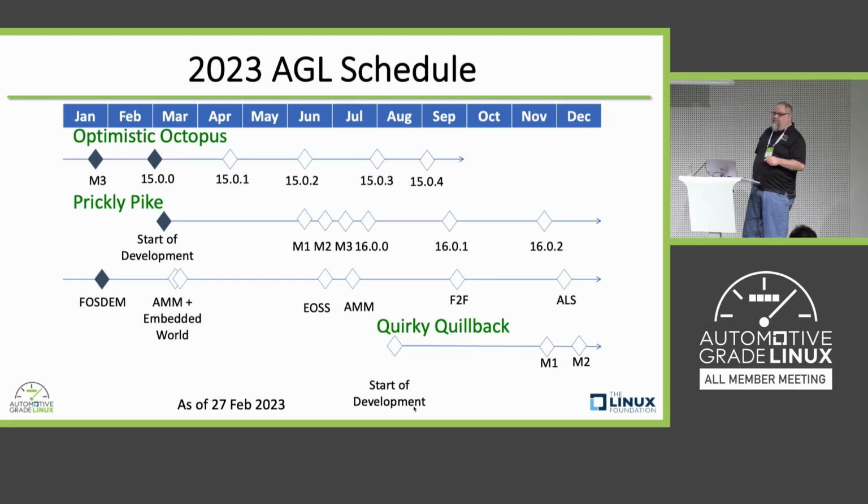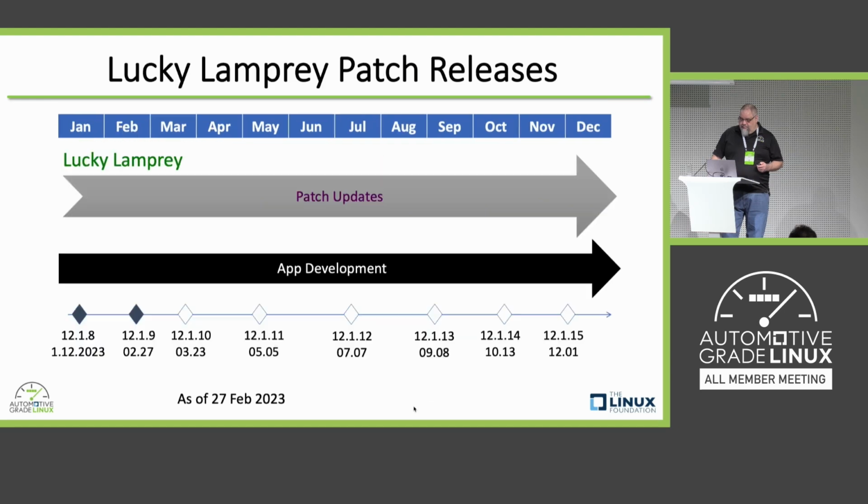Prickly Pike will continue on the Kirkstone version of the Yocto project, and we'll release that around the end of July. I think I've got more detailed schedules in a few slides. And then we'll start on our Quirky Quillback release, which will come out after the CES show next year in 2024. Meanwhile, we'll continue to support Lucky Lamprey updates.